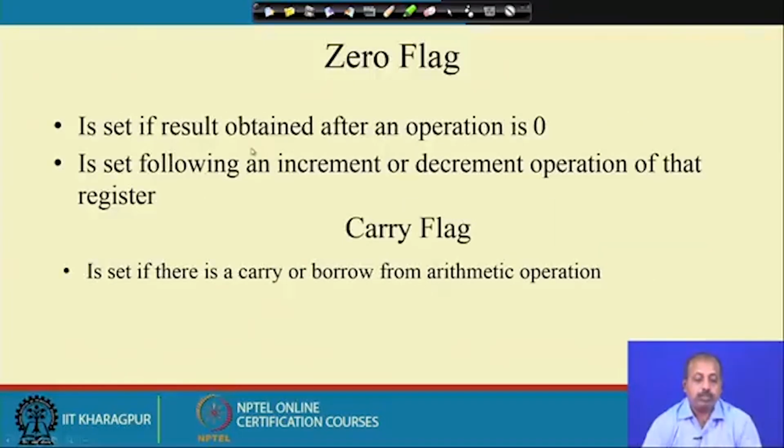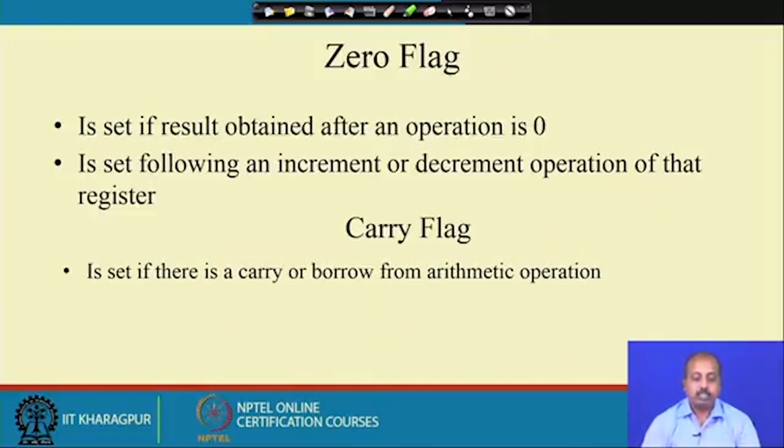We have got the zero flag. If the result obtained after an operation is 0, then the zero flag will be set. It is set following the increment or decrement operation of a register. So, if some register operation is done, like increment register, decrement register, or some addition or subtraction, a zero flag may be set.